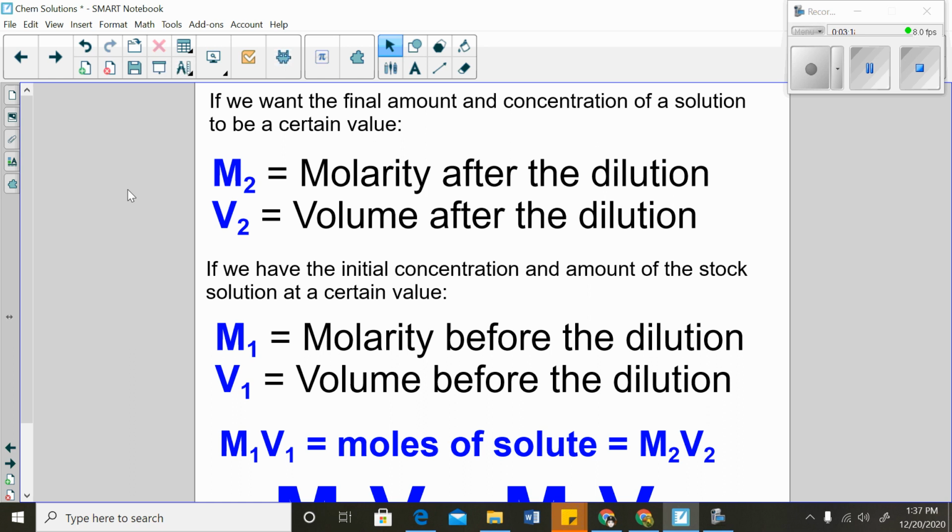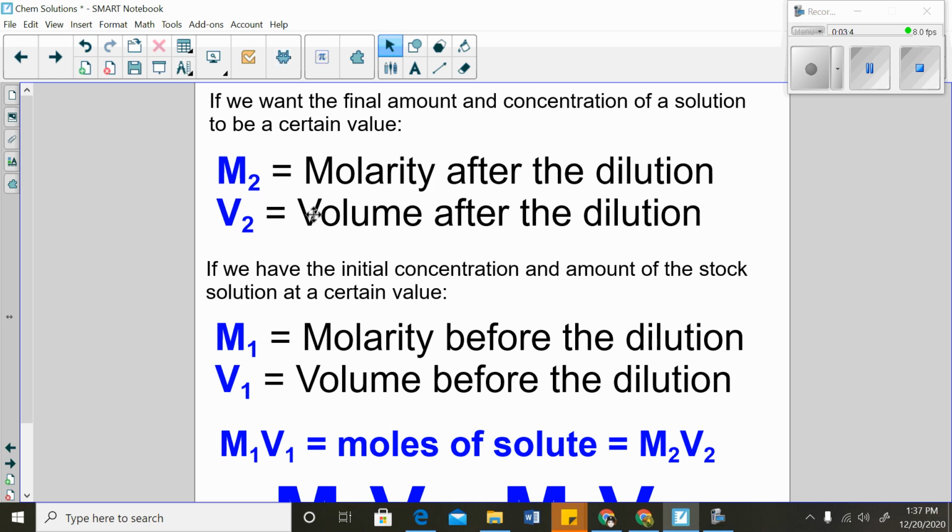If we want the final amount and concentration of a solution to be a certain value, so from that stock solution you want a final amount and a concentration, we call this M2, which is the molarity after the dilution that students will eventually use, for example. V2 is the volume after the dilution. So how much do I need to make for a particular class, for example?